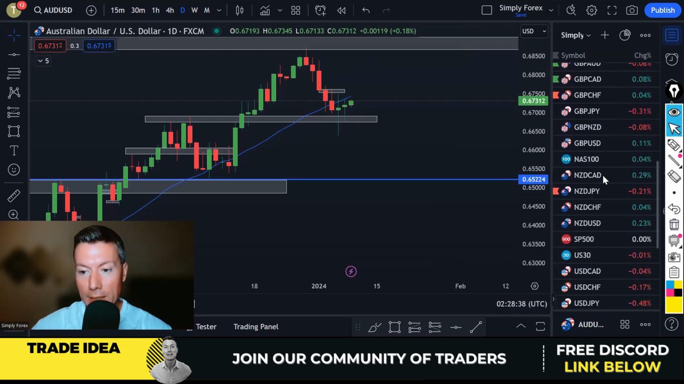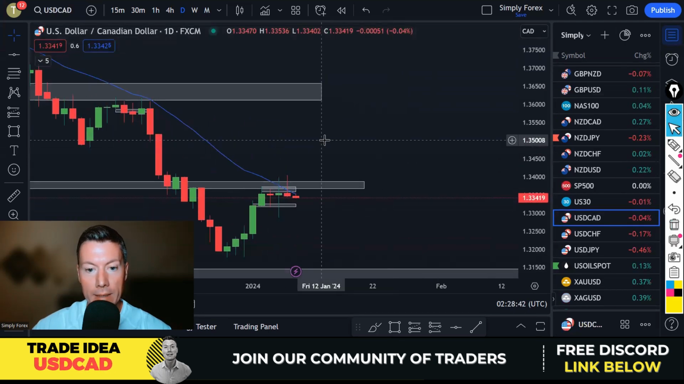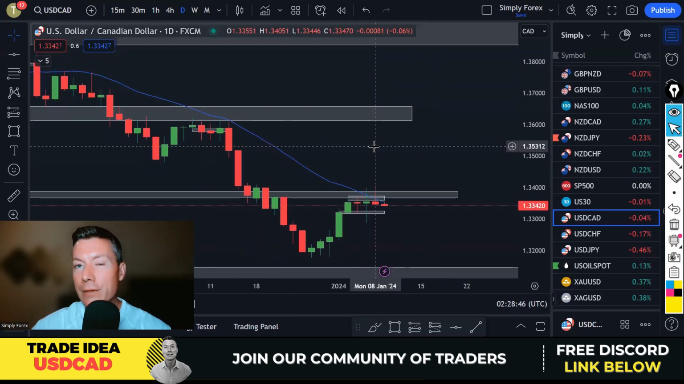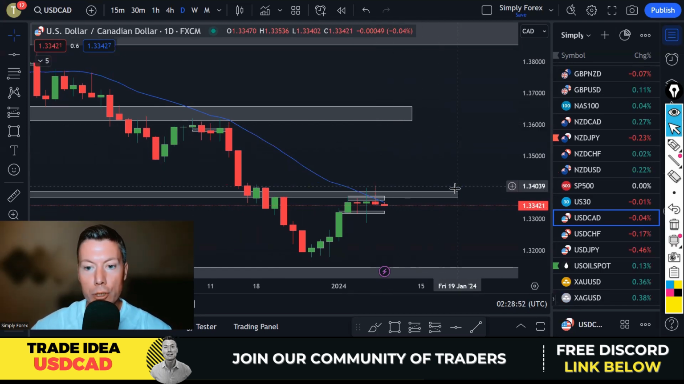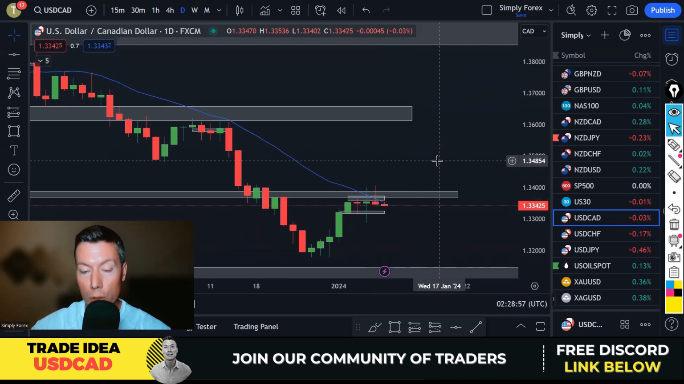But the one I like today is US dollar, Canadian dollar. So we're going to take a look at that because we had a nice bearish red candle yesterday. But any of these trades I'm interested in, I'm looking for the same thing, guys. I'm looking for a breakdown. Whereas US dollar, Canadian dollar, we've had a breakdown on the H1, which I will show you. So US dollar, Canadian dollar is my first trade idea.